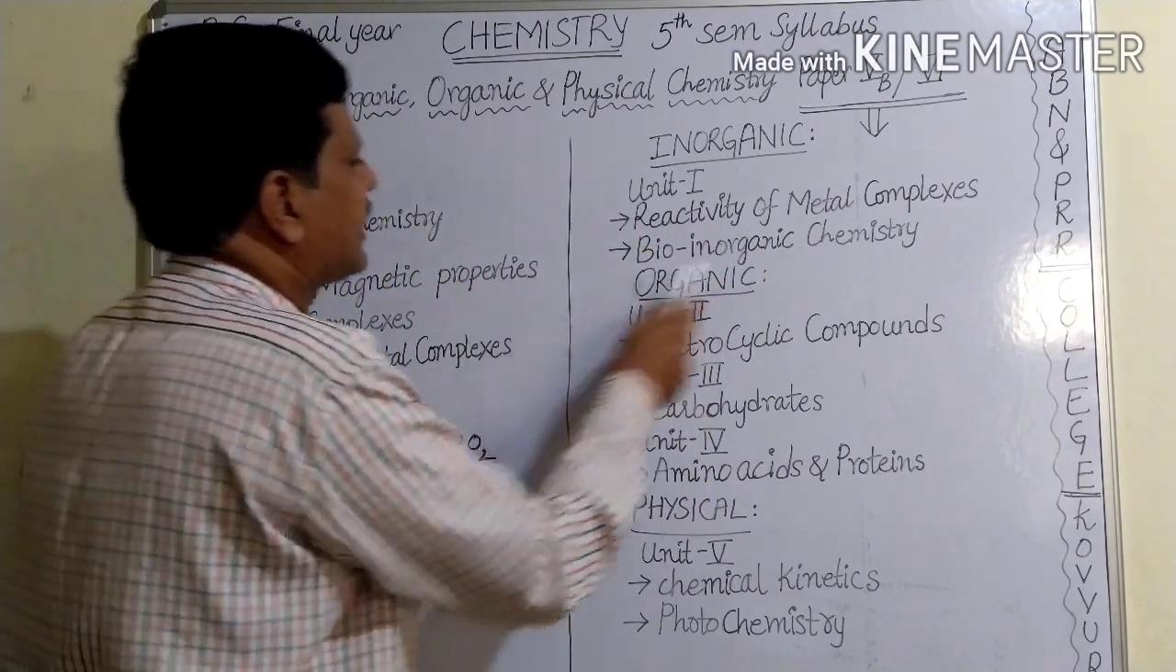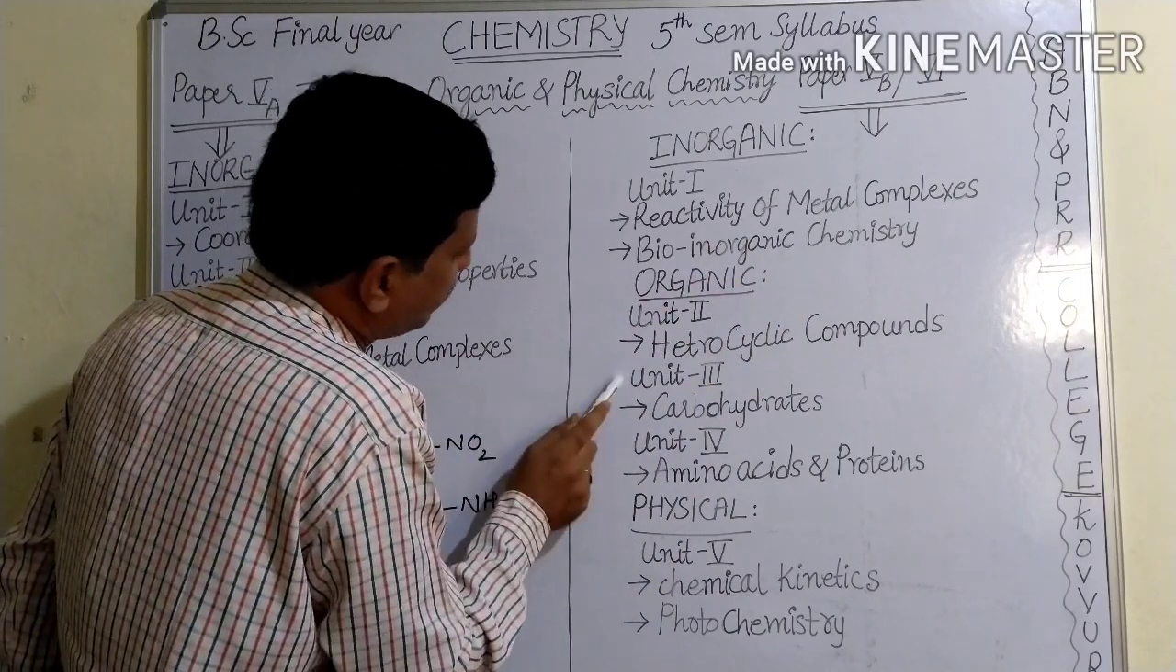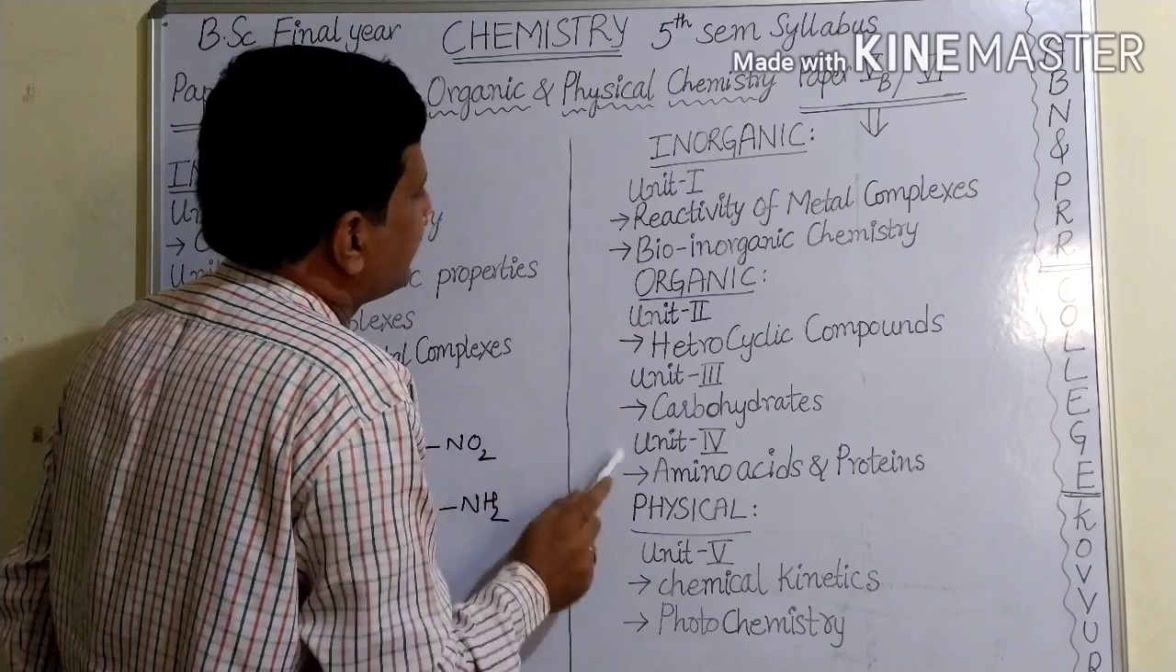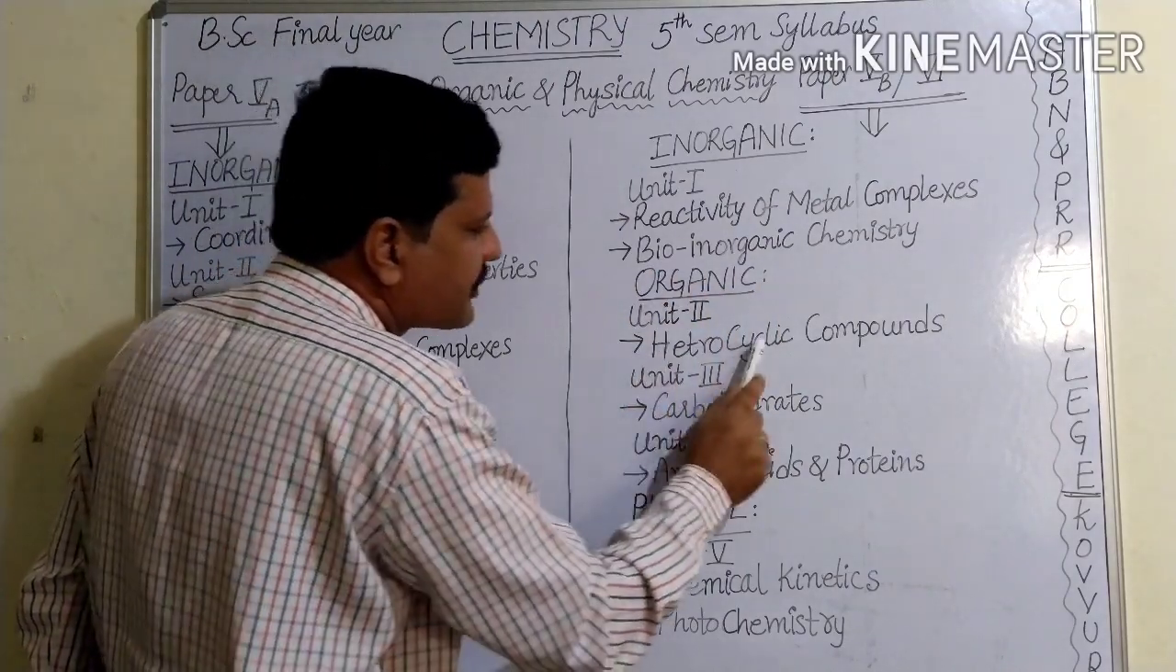Then come to the organic chemistry part. In this we have 3 units, unit 2, unit 3, unit 4. 3 units are in organic chemistry. Then in unit 2 we have heterocyclic compounds.